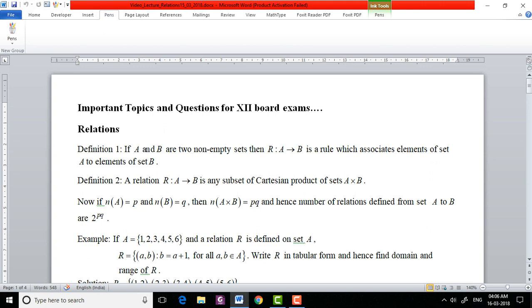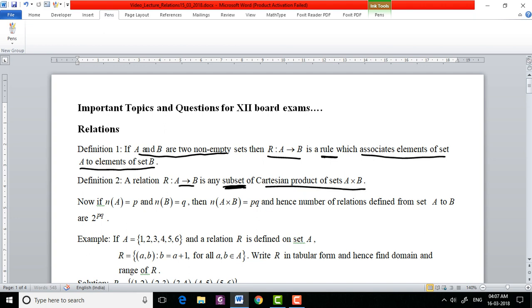If A and B are two non-empty sets, then a relation defined from set A to B is a rule which associates elements of set A to the elements of set B. There is another definition for a relation. A relation R defined from A to B is any subset of the Cartesian product of the sets A and B.